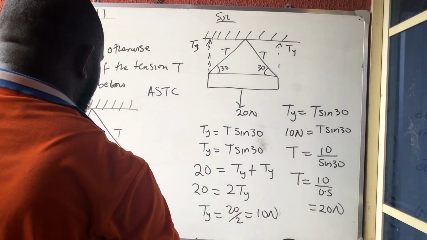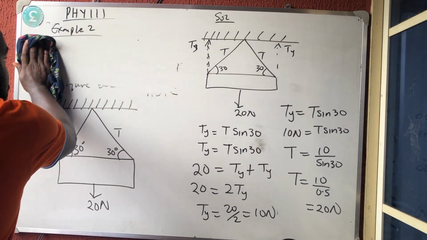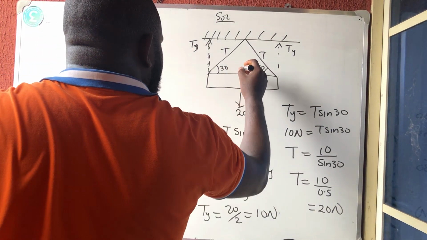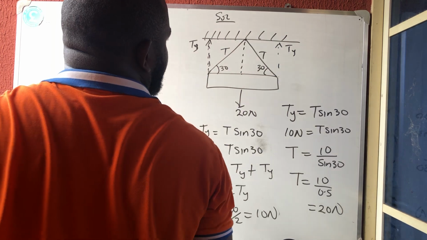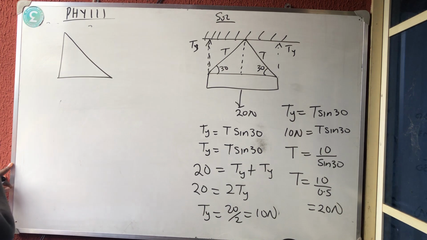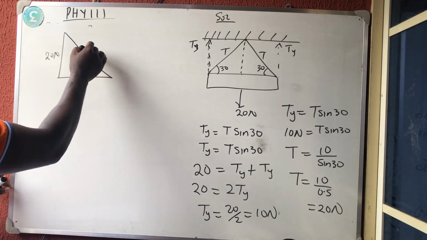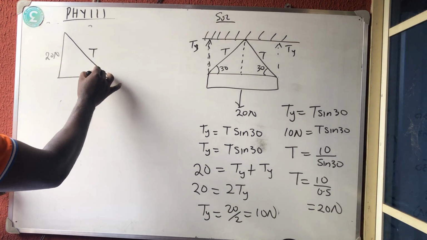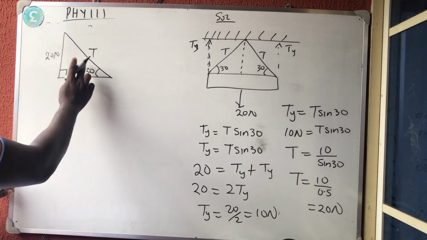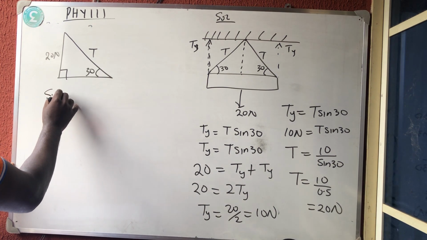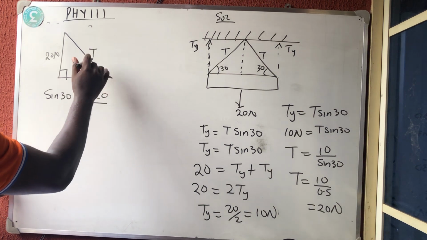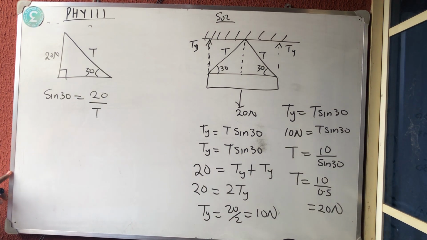But if you don't want to solve it this way, that is for resolution, the way you resolve this thing, let me decide to trace it like this. So I'm going to have a triangle that's shaped like this. Look at the triangle. Alternatively, here is my 20 Newton, here is my T I'm looking for, and here is 30. And don't forget, this is a right angle. So I'm going to use SOHCAHTOA. Opposite over hypotenuse. So sine 30 is equal to opposite 20 over hypotenuse T. Are you getting it now?